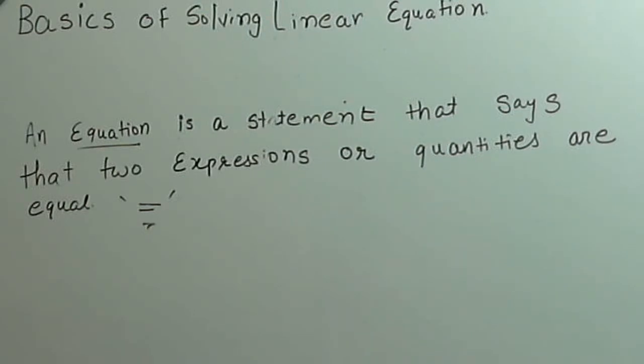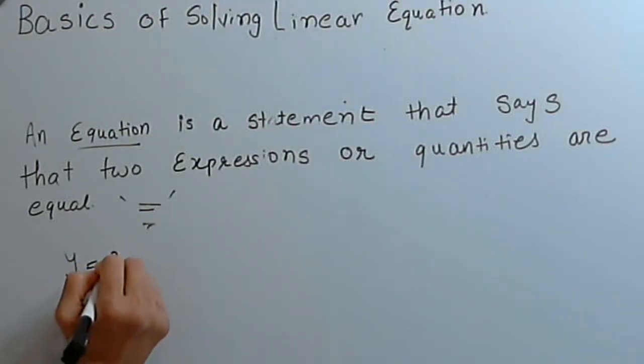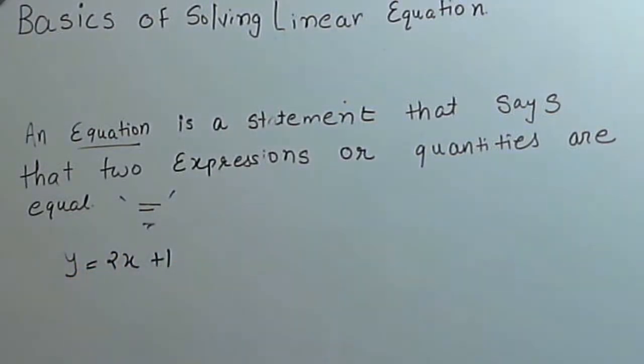Now my next question is, what is a linear equation? A linear equation is an equation in which each term is either constant or the power of the variable is 1. So for example, I have this equation y equals 2x plus 1. This is a linear equation because the power of y is 1 and the power of x is 1. Let's say another one, x plus 4 equals 9. This is a linear equation because the power of x is 1 and the other terms are constant.